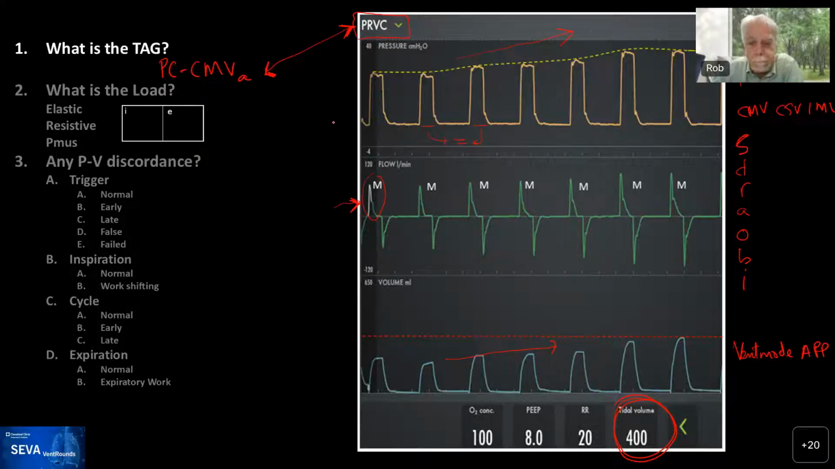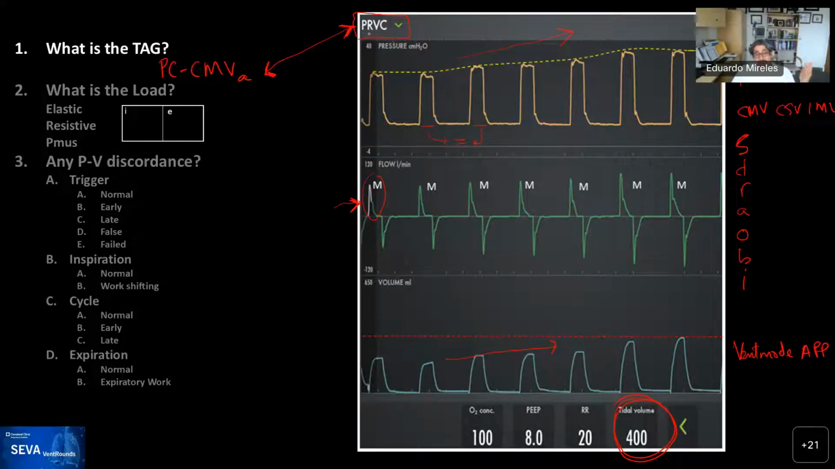Thank you, Rob. Whenever I read the titles of the modes of mechanical ventilation, it helps me realize how important it is to have a tag. But it may also help you as a crutch to remember this. PRVC stands for pressure regulated. So essentially the machine is regulating the pressure during the breath. Pressure control is telling you that. But then it says volume control. So it says pressure regulated volume control.